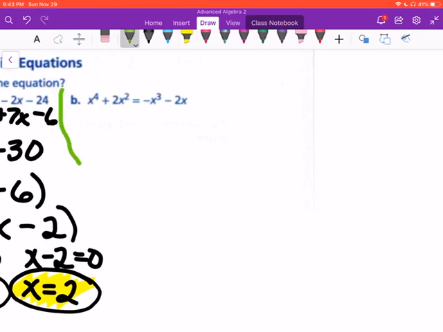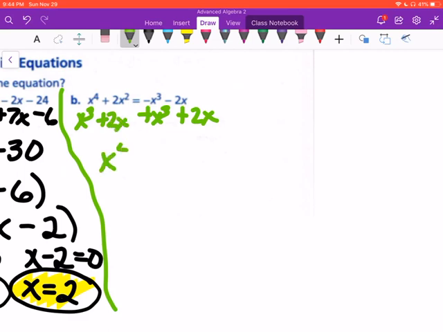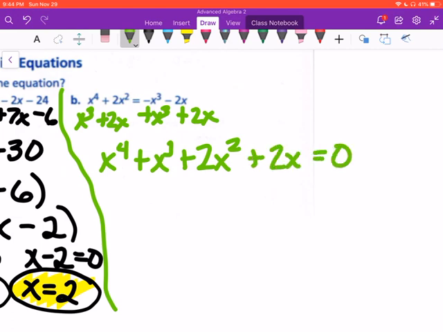Part B, a little bit more interesting. Let's set it equal to 0, so I'm going to add the x cubed. There's no like terms on the left side, so you'll see what happens, and add the 2x. So I'll have x to the 4th plus x cubed plus 2x squared plus 2x equals 0. Now I have 1, 2, 3, 4 terms.